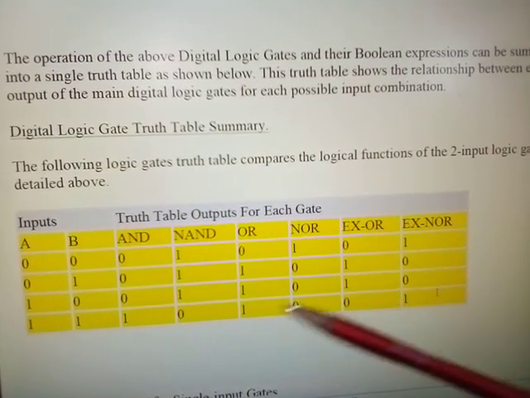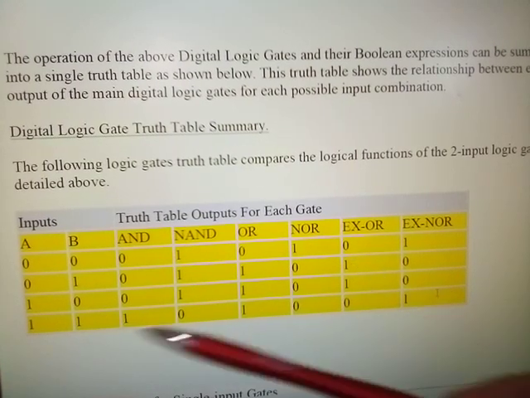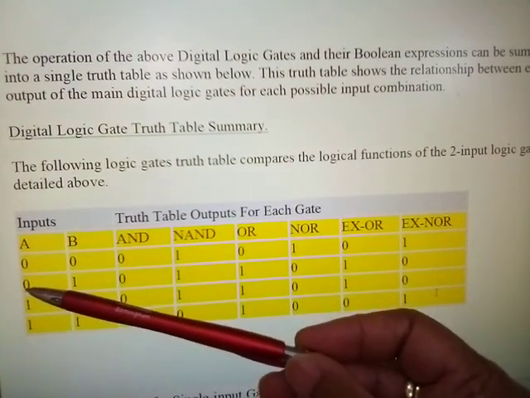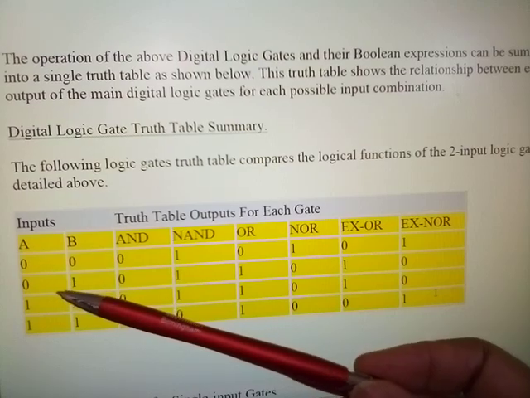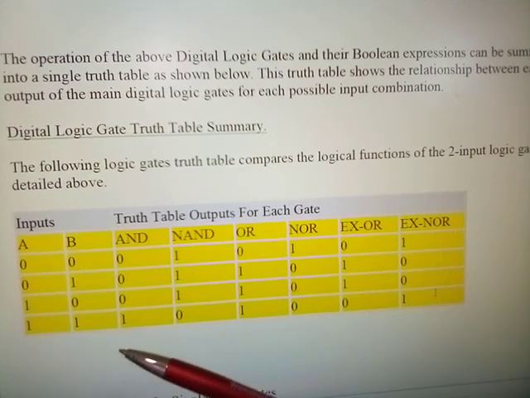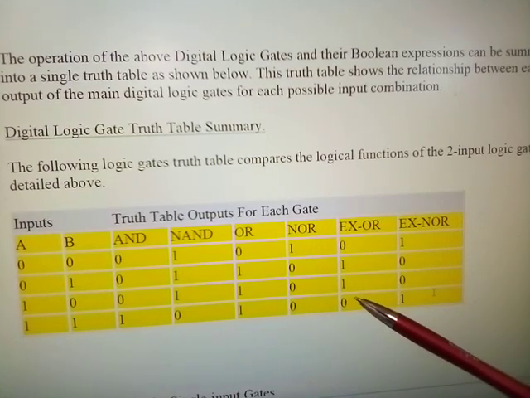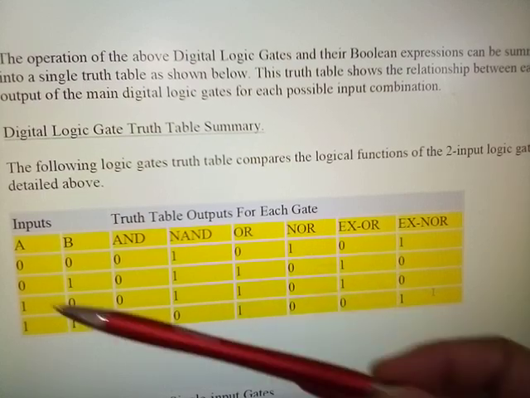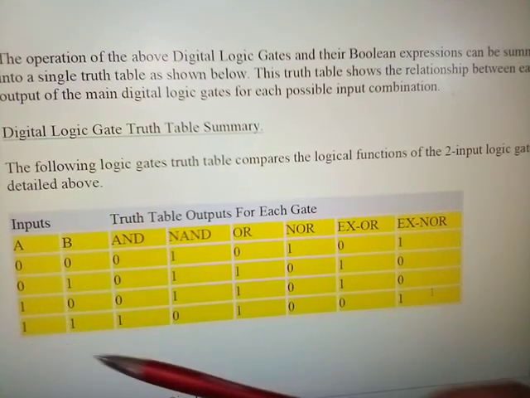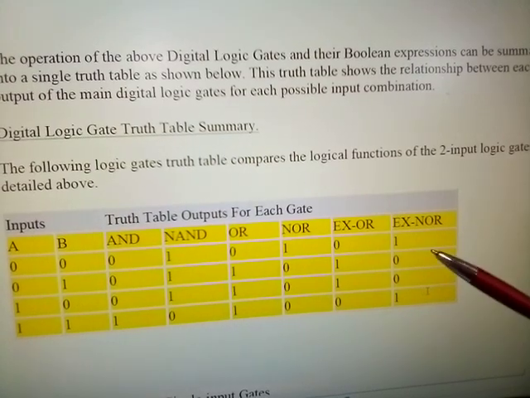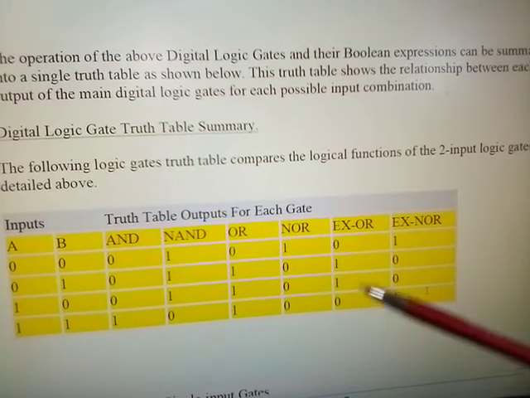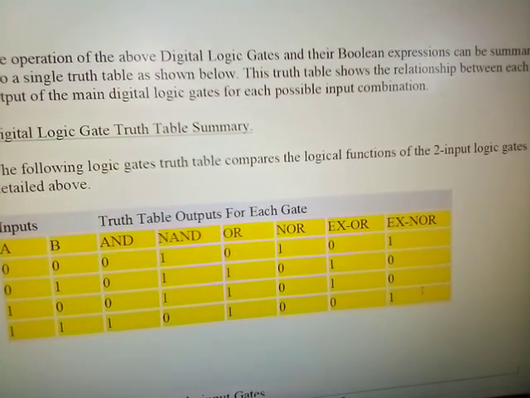Okay, and again you can see here that you'll get a 1 out when you only have a 0 or a 1 at either A or B, and you'll get a 0 out if they're both the same inputs. Okay, and again that is reversed for the exclusive NOR function.